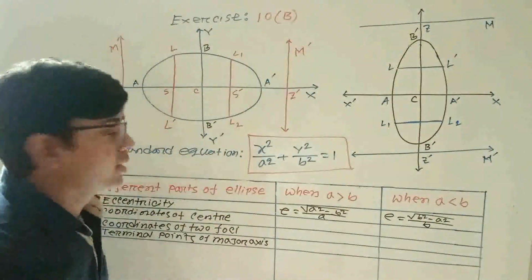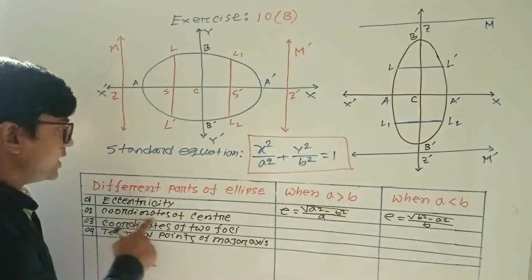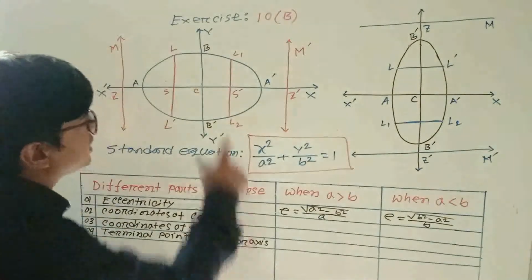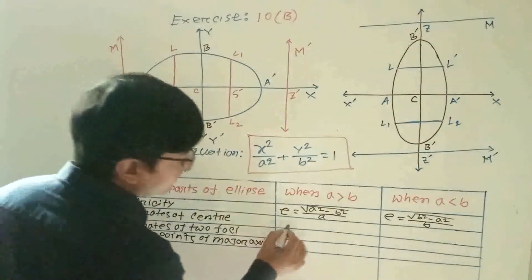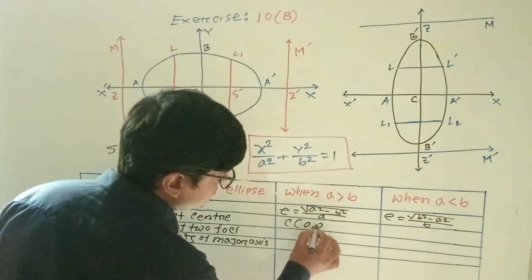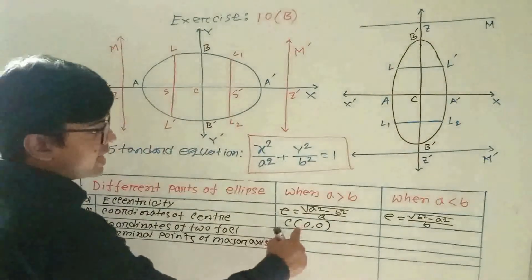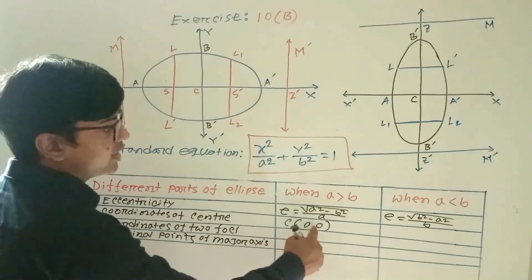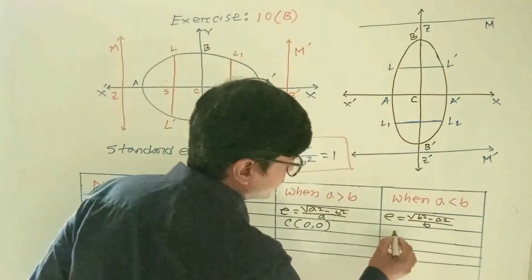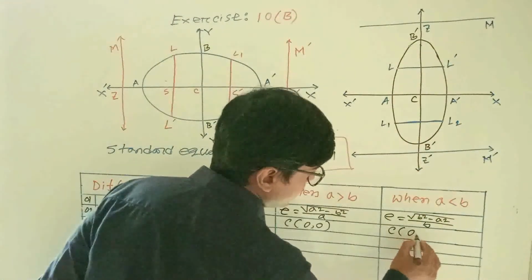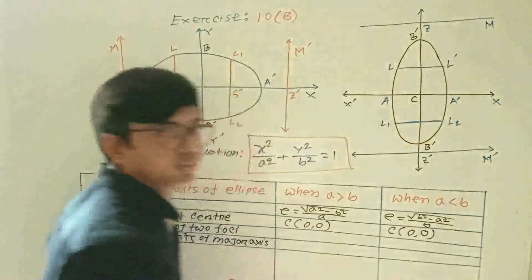Now look at the coordinates of center. For this figure, the center will be C of 0, 0. Here the abscissa will be 0 and the ordinate will be 0. And for this figure, the center will be the same, C of 0, 0.